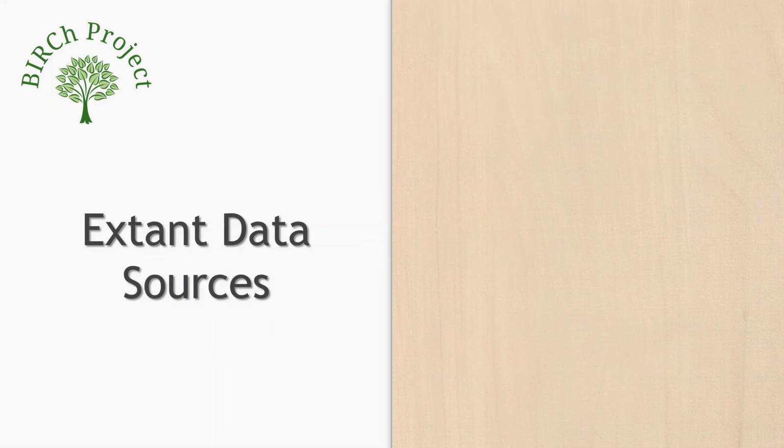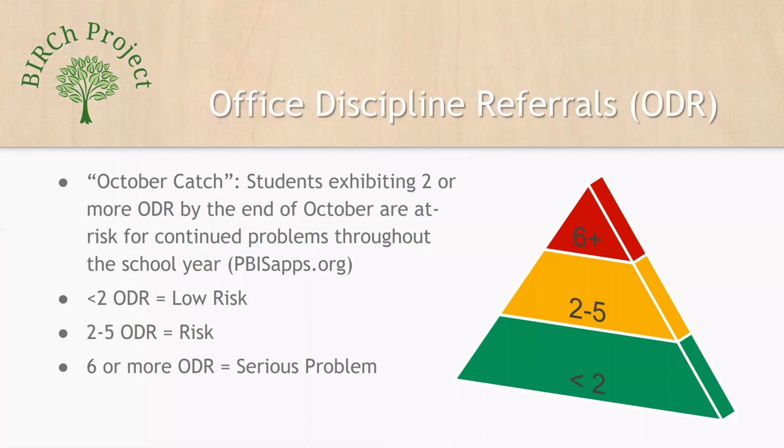The first main screening approach is to use existing data sources. Typically, this is used as office discipline referrals. So with office discipline referrals, we have outlined school-wide expectations for student behavior, and we've also outlined and articulated violations of those behavior expectations. So we've articulated what constitutes a minor behavioral infraction, and we've articulated what constitutes a major behavioral infraction.